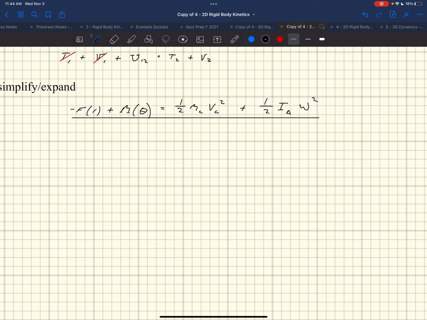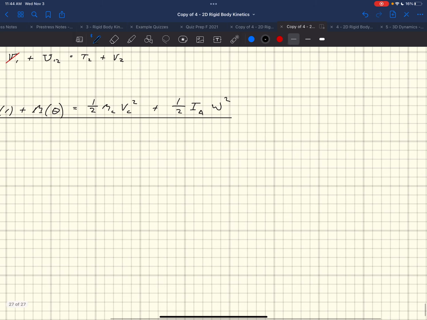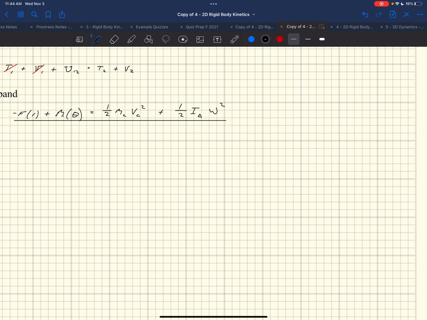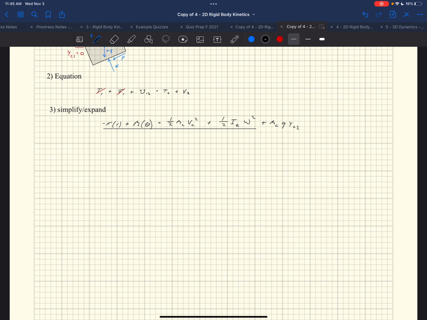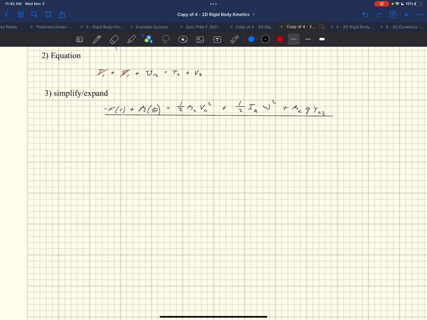Plus, let me finish. This is the danger when you do it without notes. Plus, I'm not done talking about it yet, but it's the change in height. So this is mg times yc2. Let's keep that line going there. Perfect. Now, that's everything that we need there, because there's the change in height. Thank you for pointing that out. Okay, so now, that's everything.